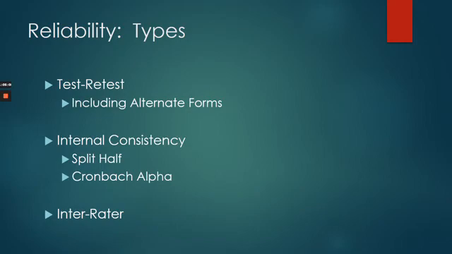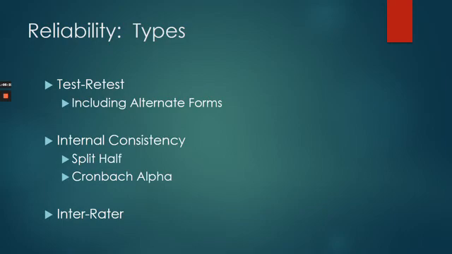So we have different types of reliability. We have test-retest, which we just talked about. If I gave you the test today on narcissism and I give it to you next month, are the scores the same? That's test-retest.